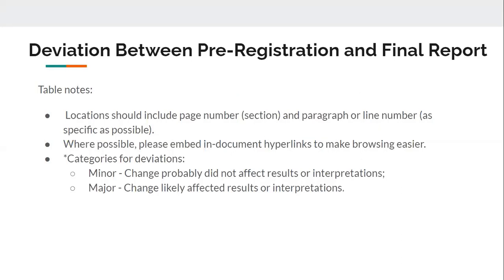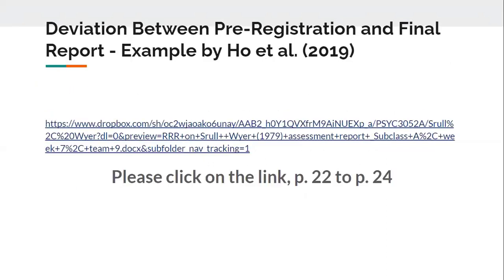So locations should include a page number as specific as possible, ideally the section, paragraph, or line number. Please provide hyperlinks to make browsing easy. As mentioned, major means the change slightly affects the results, and minor means that the changes probably did not affect the results or interpretations.